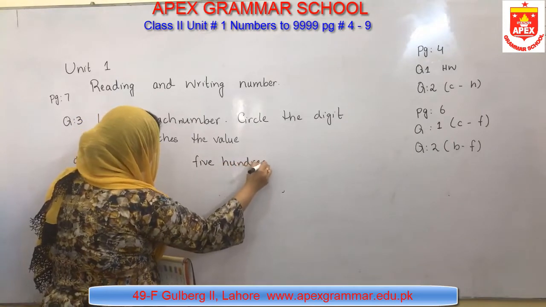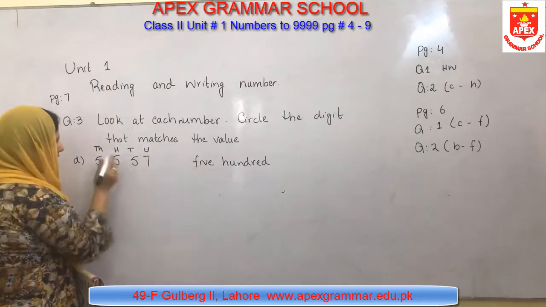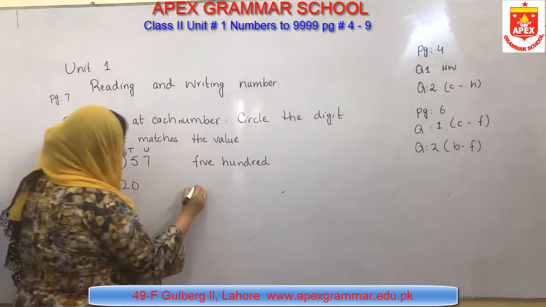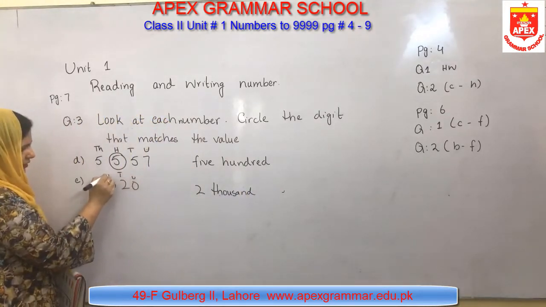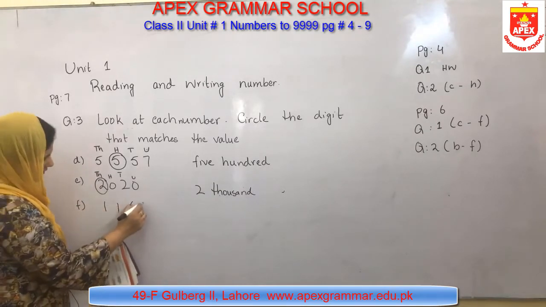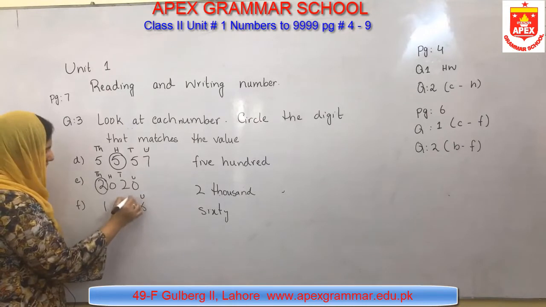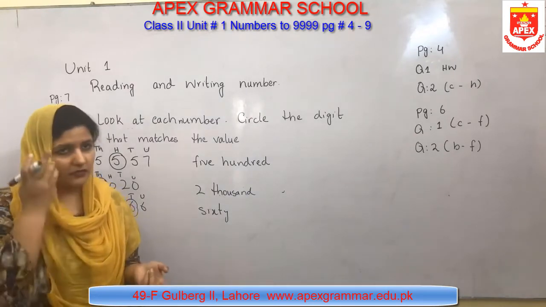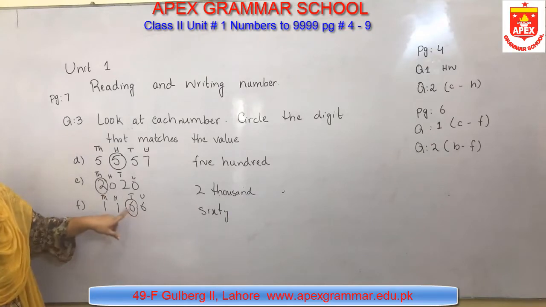5557 and 500. Where is the place value of 100? Unit, 10, hundred, thousand. Place value of 100? 5. E part. 2020. Answer is 2000. Where is the place value of 1000? Unit, 10, 100, 1000. This is 2. Next, last part is 1166. Question is 60. 60 means this is the tens number. It means where is the place value of tens? Unit, 10. This is the 10. 60 has 2 digits, which is the tens concept. So we write the 60.